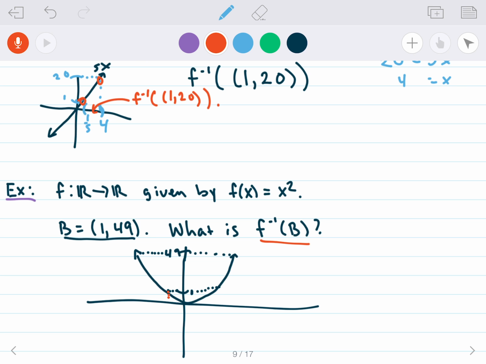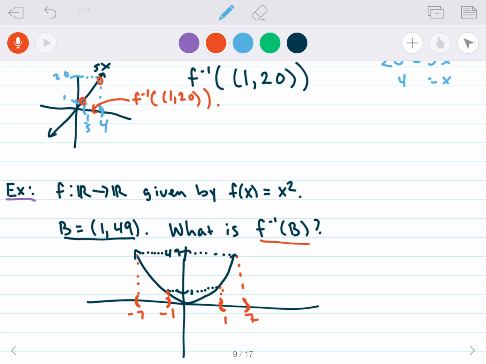Looking here, I can see that this guy is going to be my endpoint here, and this guy is going to be my endpoint here. And then I'm going to look over here at this side. Okay, and so these red pieces are going to be my pre-image. So what is that? Well, that's going to be -7 to -1. Let me just write it like this. And then from 1 to 7.